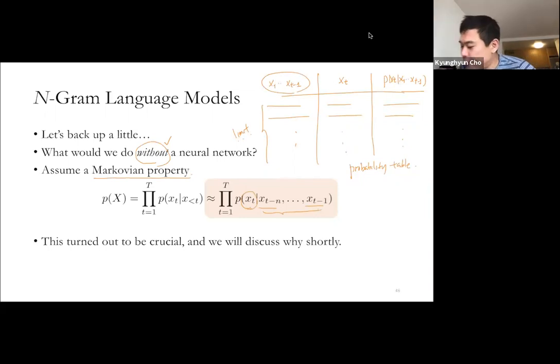And then once we fix this n to be finite, that is smaller than some infinity, then suddenly the size of this probability table is going to be limited, allowing us to build a so-called n-gram language model. And this is n-gram because we're only looking at n previous words, or n minus one. It's a bit confusing from time to time, but that's fine, right?